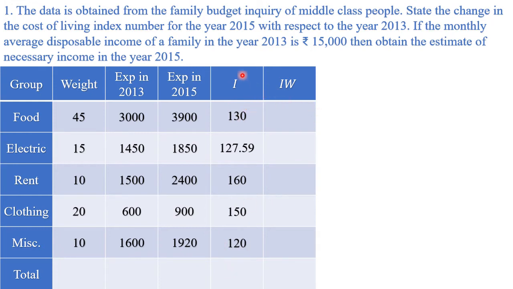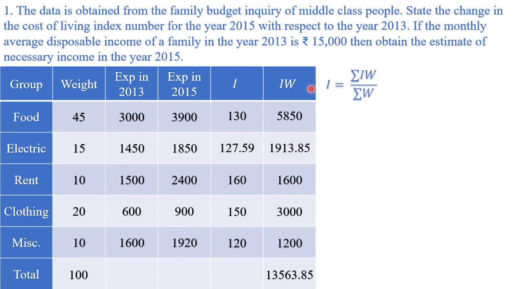Next, I need to multiply this index number with the weight. So 130 into 45 is 5850, 127.59 into 15 is 1913.85, 160 into 10 is 1600, 150 into 20 is 3000, 120 into 10 is 1200. Now we just need to make a total of the weights and the IW. The total of weight is 100 and total of IW is 13,563.85. Next, I calculate the index number by the family budget method, that is summation IW upon summation W. So 13563.85 upon 100 is 135.64. So this is the index number.